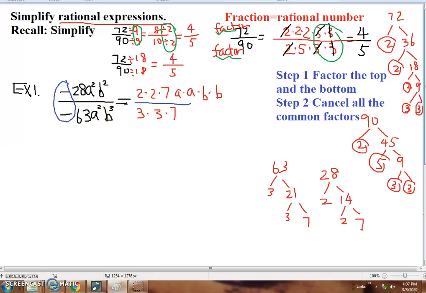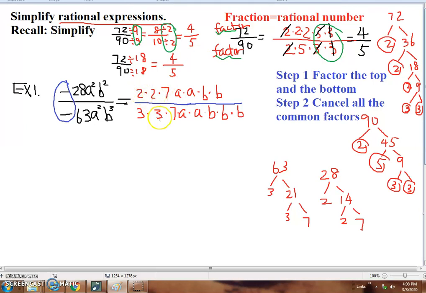Do the same for the bottom. For the bottom, we have a squared. A squared means a times a. And b cubed means b times b times b. Multiply 3 copies of b. Now we can cross out the common factors from the top and the bottom.